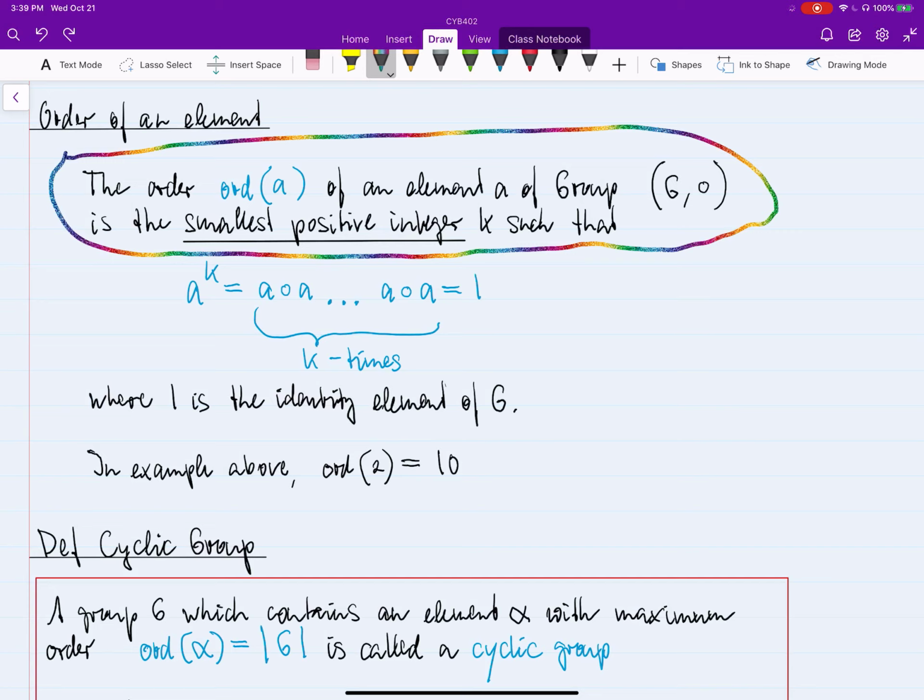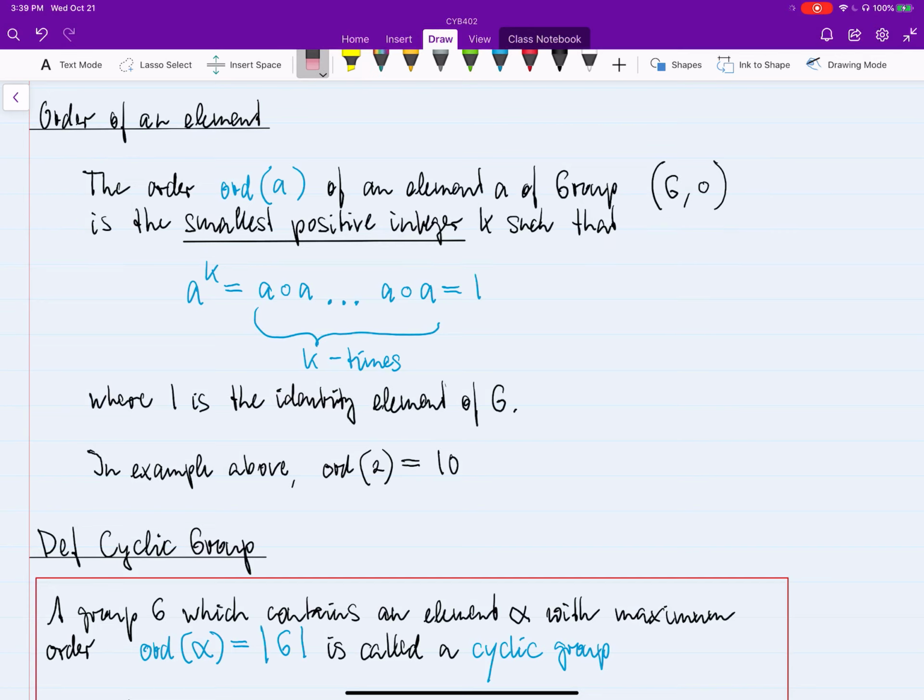So it is important to understand that we have the smallest possible positive integer k, such that we get 1 here. Because as we are going to see, for all of the elements, for certain k's, we get 1, but it may not be... the smallest positive k here may not be the order of the group. And this is what is desirable for us.